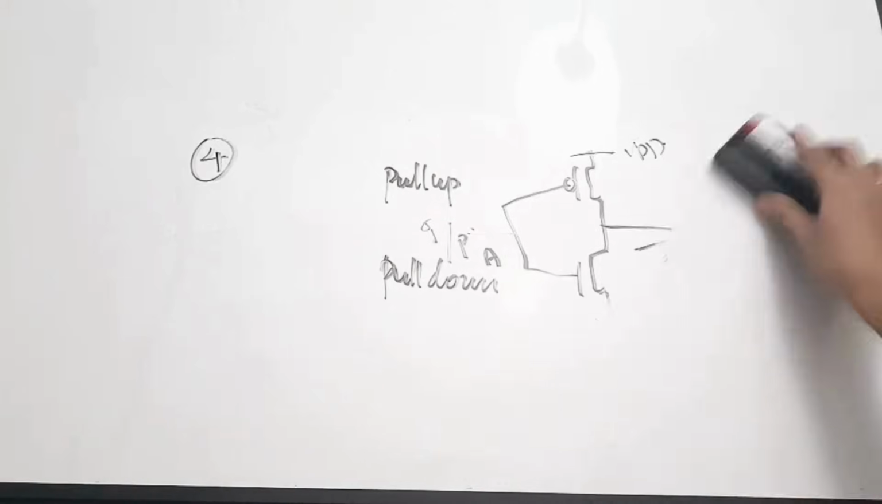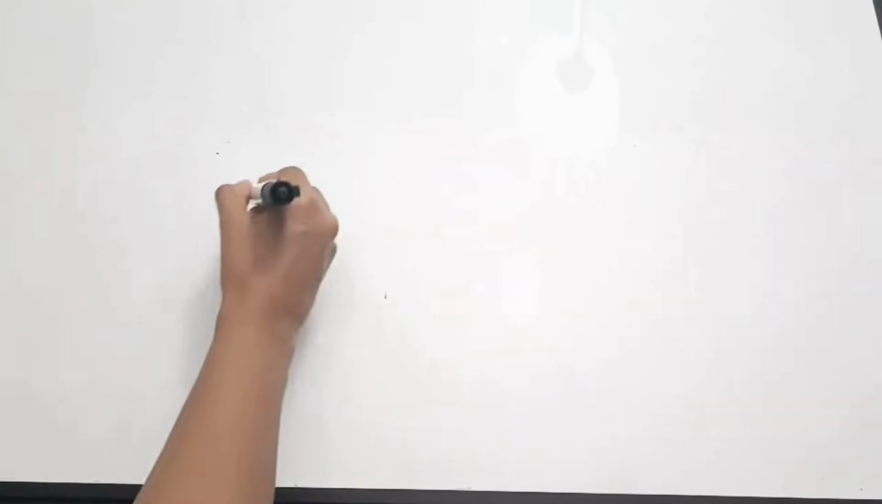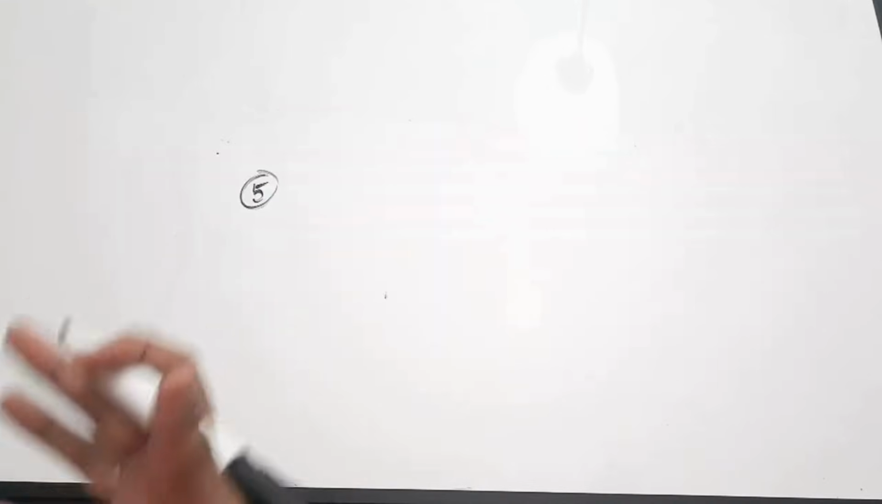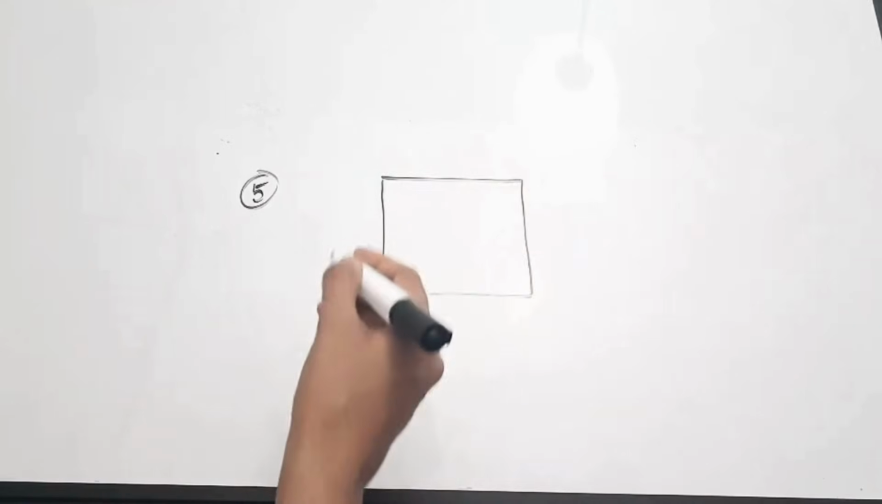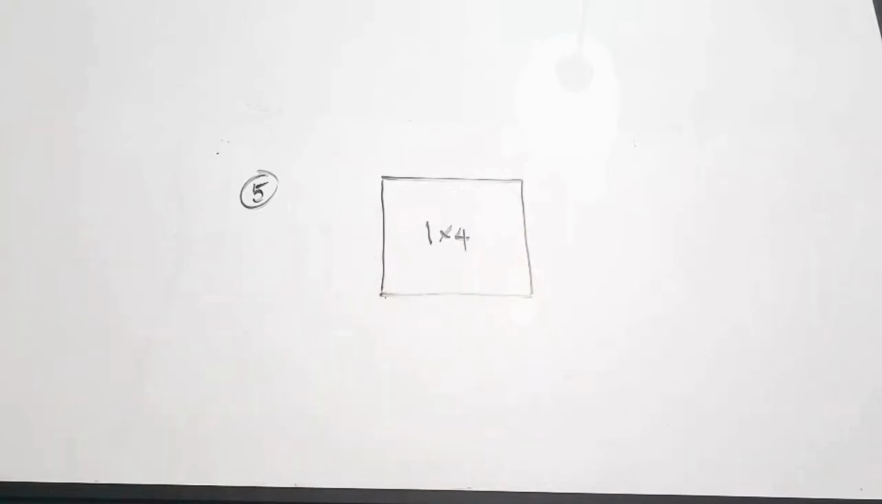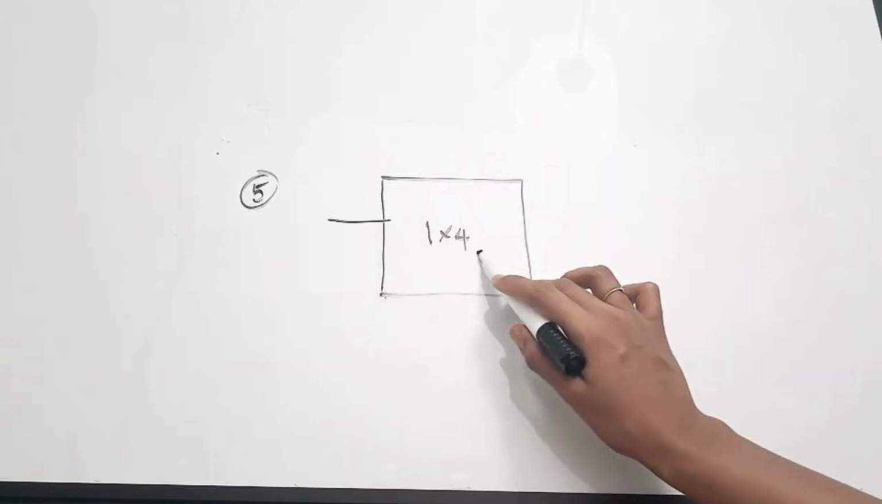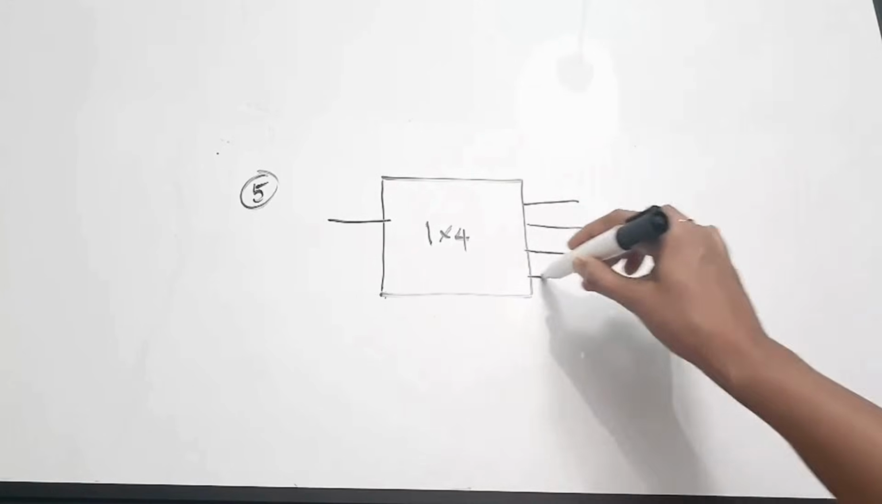Moving on to the fifth question. In a 1 to 4 demultiplexer, how many select lines are required? So the question is from demultiplexers. The multiplexer, demultiplexer area is also very important. I'm going to draw the structure of a 1 to 4 demultiplexer. A 1 to 4 demultiplexer consists of one input and 4 outputs, a demux.